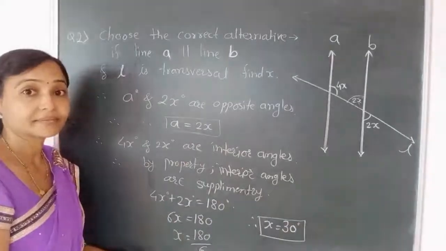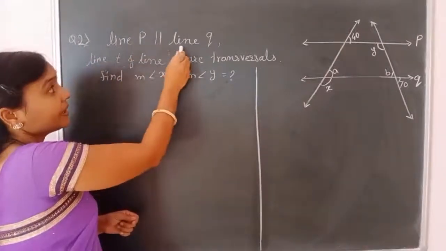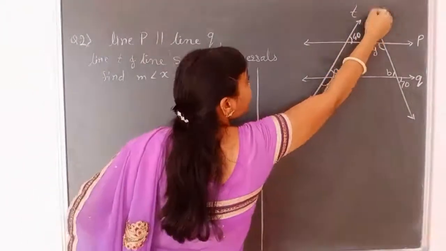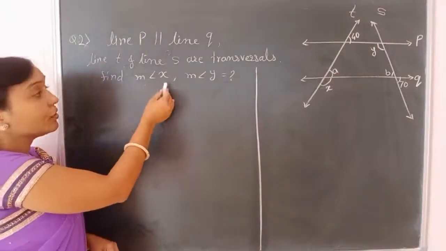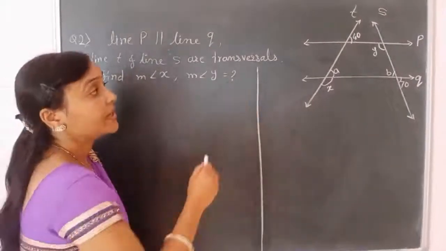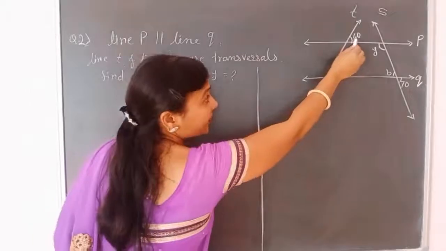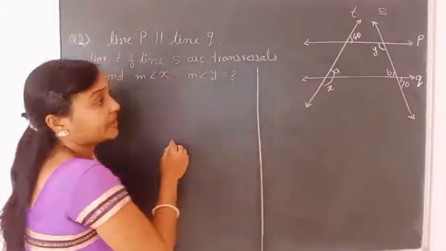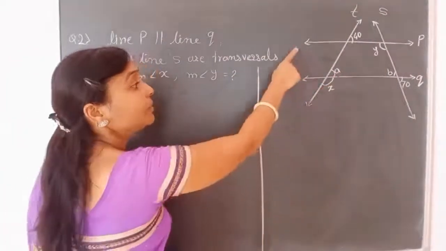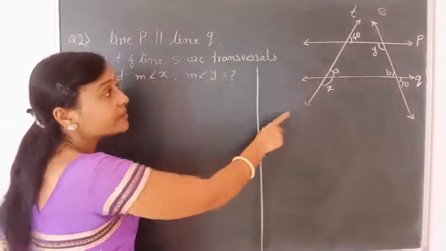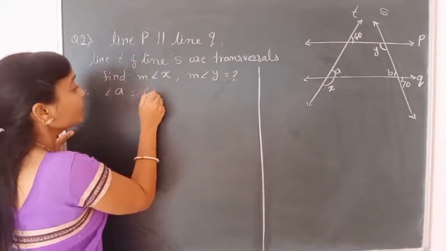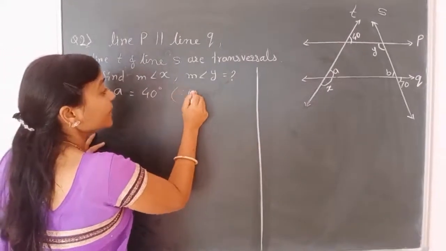Question number 2. Line p is parallel to line q, and line t and line s are the transversals. Find the measurement of angle x and angle y. They also give us the measurements in the figure: this angle is 40 and this angle is 70. From the figure, first we find the measurement of A. We know p and q are parallel lines, therefore these are corresponding angles. Therefore, angle A is equal to 40 degrees by corresponding angles.